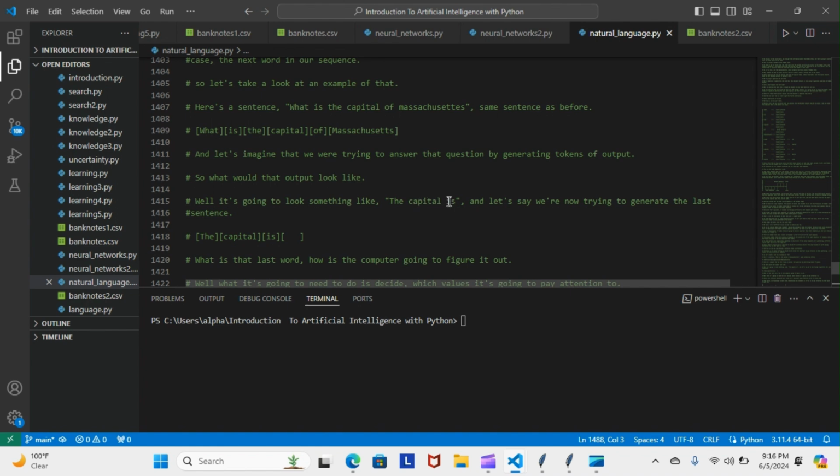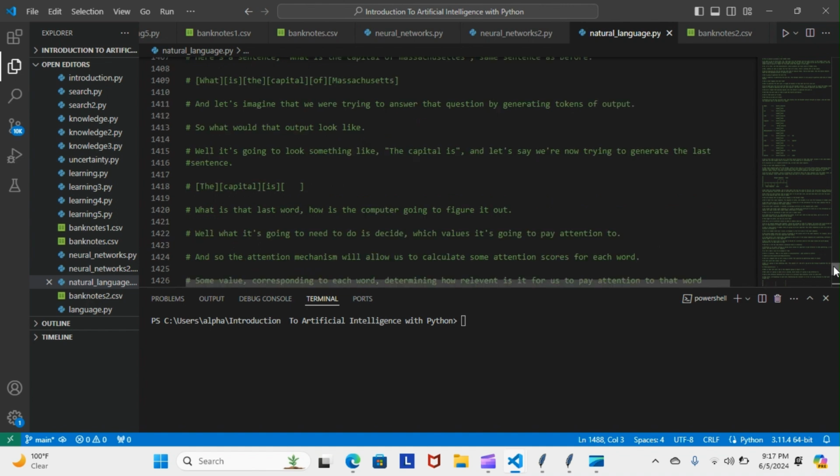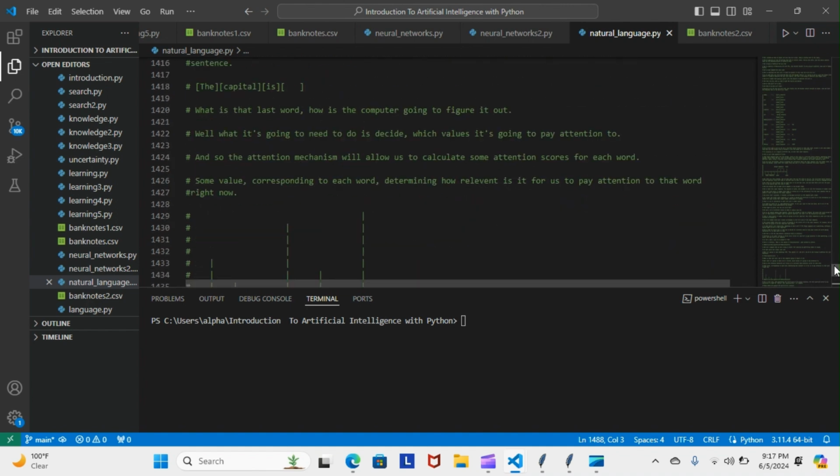The capital is, and let's say we're now trying to generate the last word. So it'll look like this. The capital is blank for now because we're trying to generate the last word. What is the last word? How is the computer going to figure it out? What it's going to need to do is decide which values it's going to pay attention to.